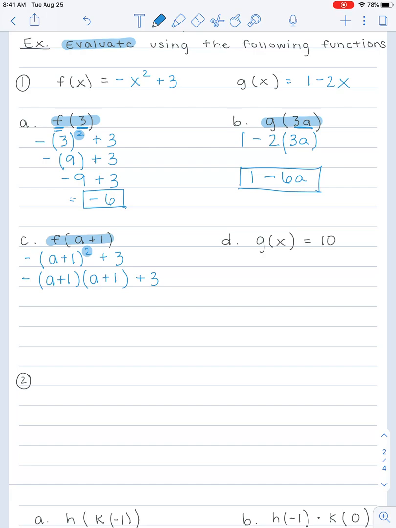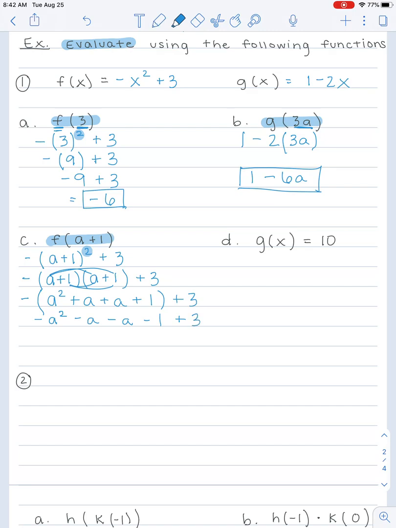If you notice here, what we're going to have to do is what we call double distributing or FOILing, depending on what you learned. So we're going to FOIL that a plus 1 times a plus 1. I'm going to do a times a, which is a squared, a times 1, which is a, 1 times a, and 1 times 1 is 1. Now that I have that, I can distribute that negative through. Remember, the negative doesn't go to just the first term, it goes to everything in that parenthesis. So that would then become negative a squared minus a minus 1 plus 3.